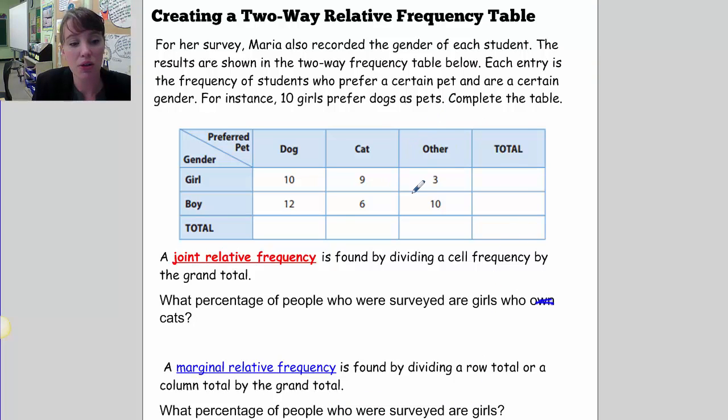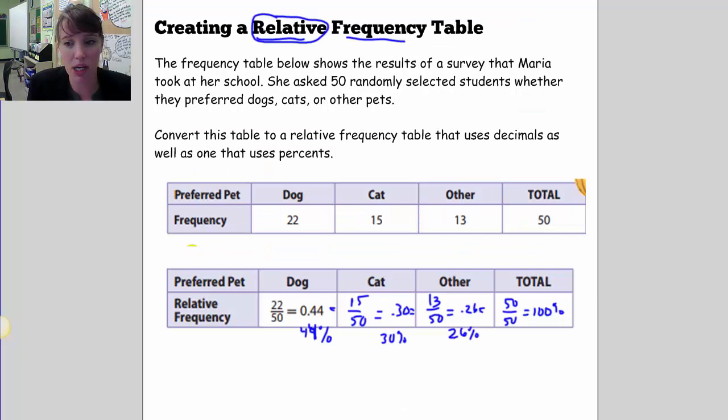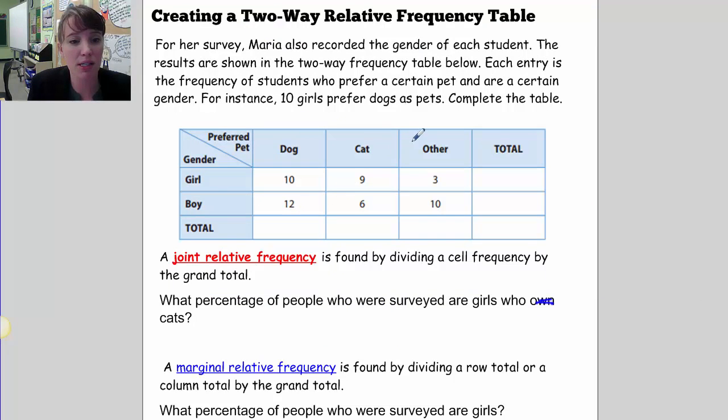There are two types of frequencies that we're going to talk about on this slide, and then a third on the next slide: joint frequency and relative frequency. In the last slide we only had one row of her table. Now she's categorizing the people in her survey two ways: dog, cat, other across the top, and girl and boy on the side. The results are shown in a two-way frequency table below. Each entry is the frequency of students who prefer a certain pet and are a certain gender. For instance, 10 girls prefer dogs as pets.